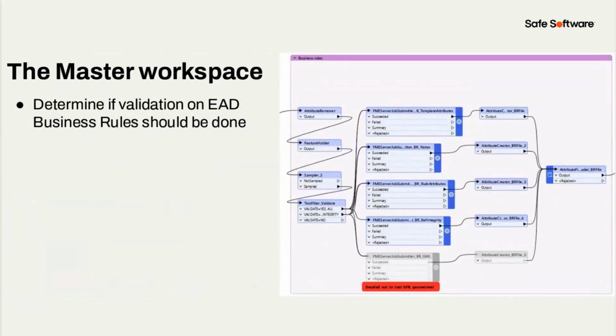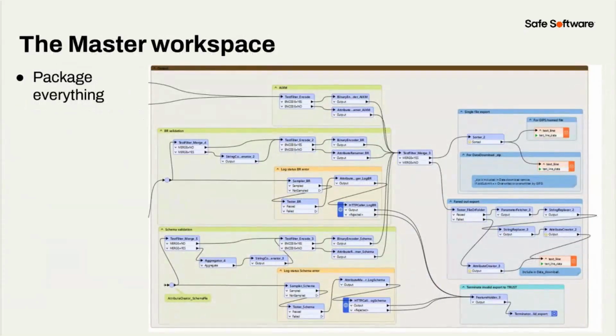Okay. Then we also have a part where we determine if we should do business rules validation, Eurocontrol EAD business rules validation. I guess some of you are familiar with the concept, and I promise you we will get back to that very soon. And then we just end up packaging everything and sending it to the zip file that the trust application has named, and telling it that we're done, you can pick it up.